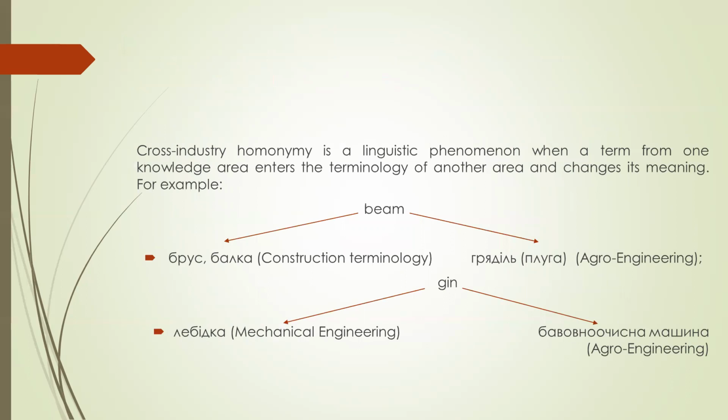Cross-industry homonymy is a linguistic phenomenon when a term from one knowledge area enters the terminology of another area and changes its meaning. You can see the example where the term "mean" has one meaning in construction terminology, and quite a different meaning in agro-engineering.